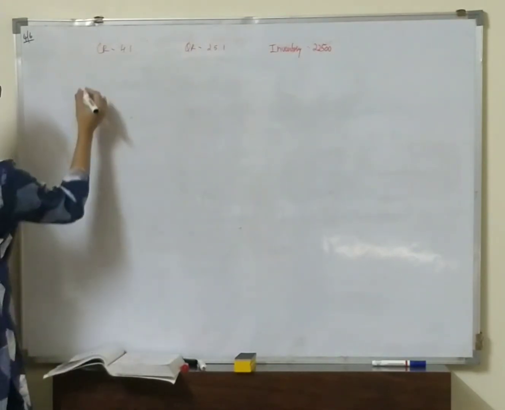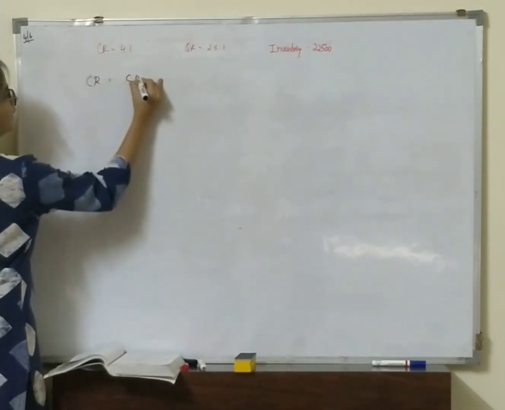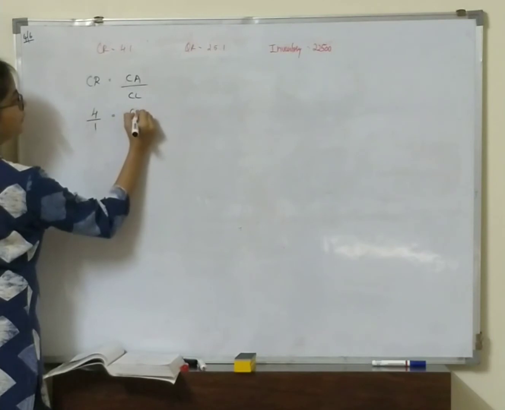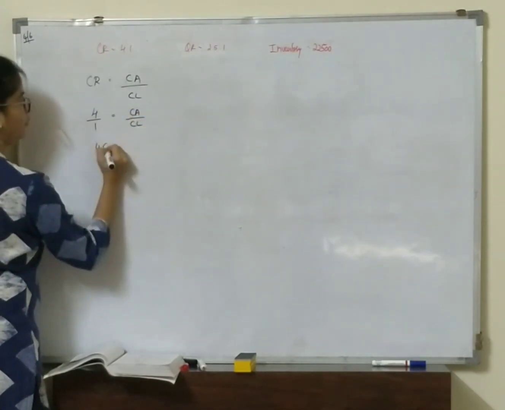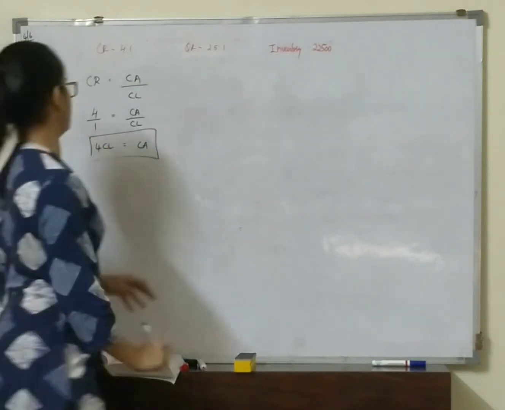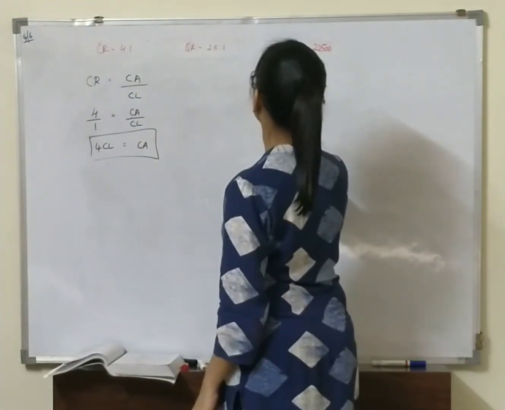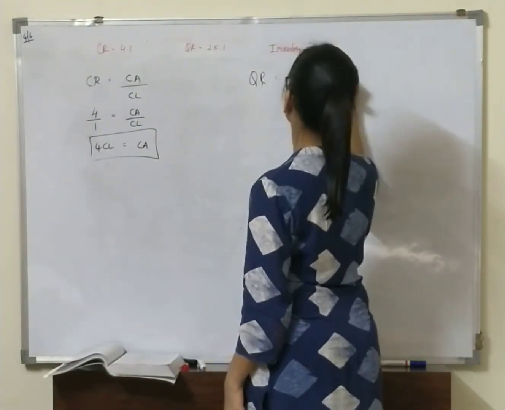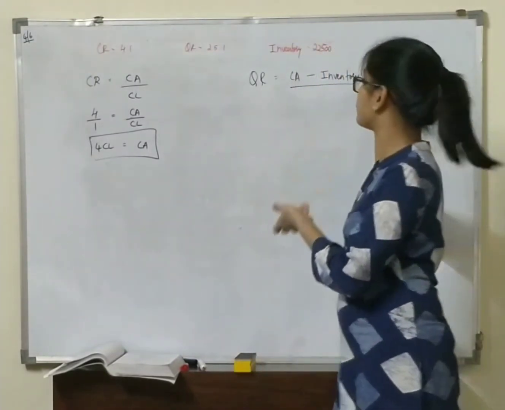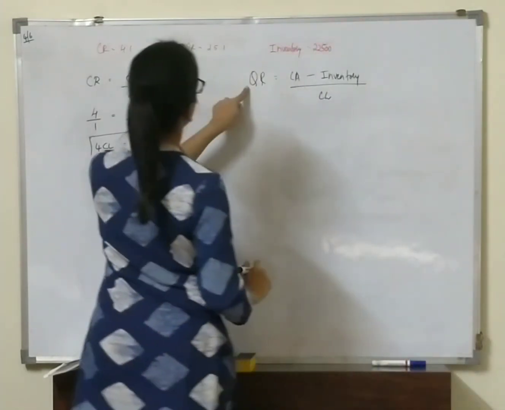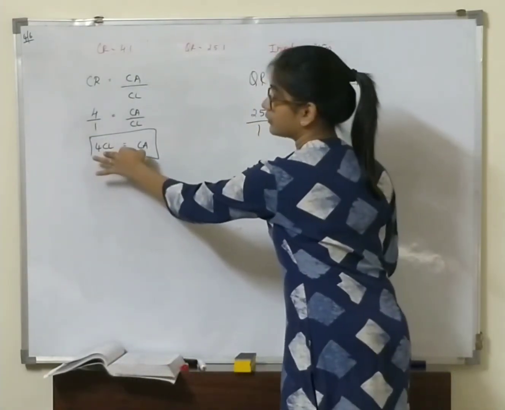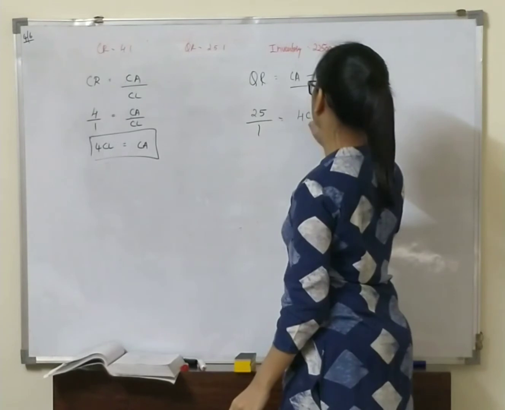Again, we know the formula of current ratio. Current asset divided by current liabilities. We know what is current ratio. 4/1 is equal to current asset by current liability. So 4 current liability is equal to current asset. Right? Now we know quick ratio. It is current asset minus inventory minus other expenses. We don't have other expenses, so we don't take it down. Divided by current liability. So what's the quick ratio? 2.5/1. What is current asset? Current asset is equal to 4 current liability.